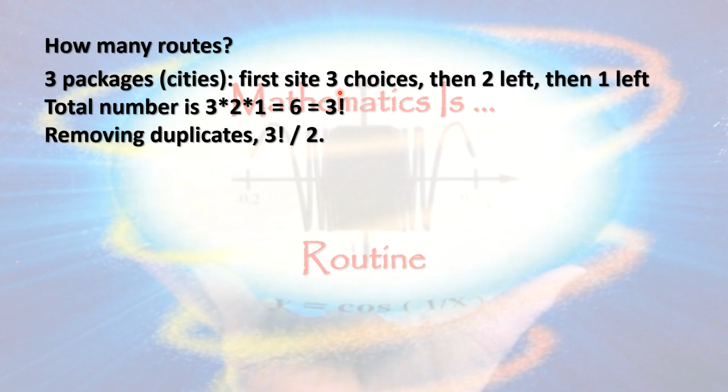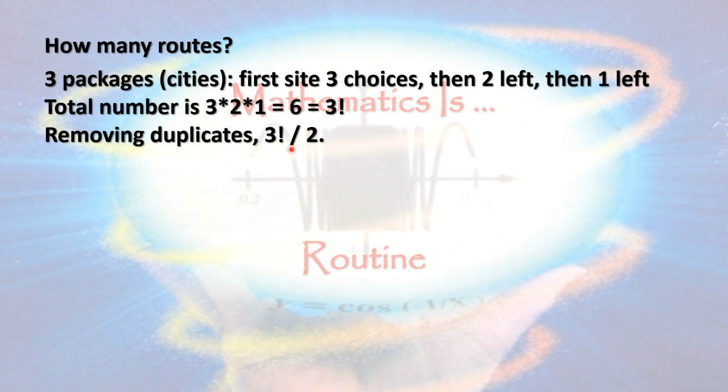At the beginning, we choose one of 3 locations to go to first. From there, we have a choice of 2 remaining sites. After picking the first 2 sites, we must then go to the remaining site and return home. In all, we have 3 times 2 times 1, which is the 6 choices. And then we divide by 2 to remove the duplicates. Since this pattern shows up often, we give it a name. It's the factorial, and the notation is 3 exclamation mark.